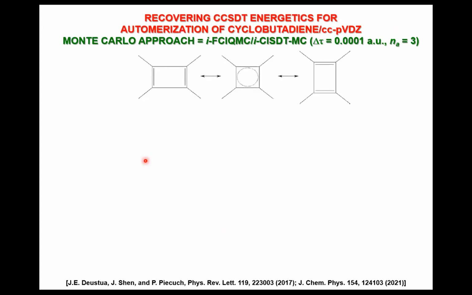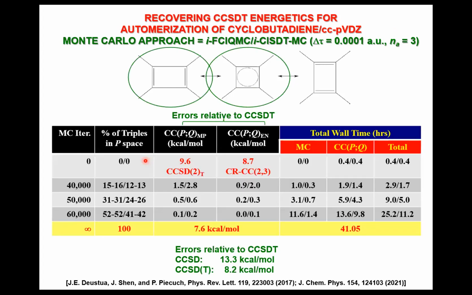And so when I return back to our example of automerization of cyclobutadiene, where I was sort of complaining, right, that CR-CC(2,3) or parenthesis T are unable to reproduce the full CCSDT activation energy, which should be about 8 kcal per mole, CR-CC(2,3) produces 9 kcal per mole of an error. Parenthesis T, it's about 8 kcal per mole of an error. You can see that by the time our Monte Carlo calculation picks up about 15% of triples in the P space, and then we correct for the rest of them with our moment expansion, we end up with about a chemical accuracy regime, about 1 kcal per mole. So that's a very nice convergence.